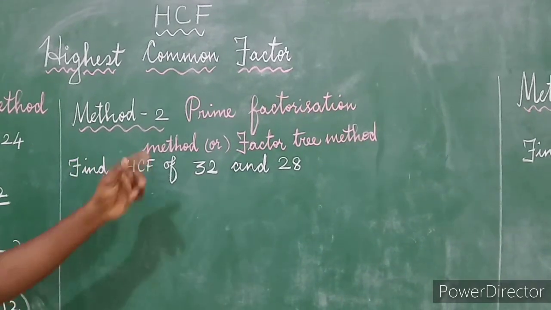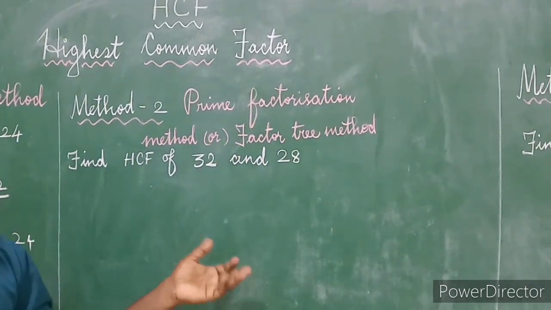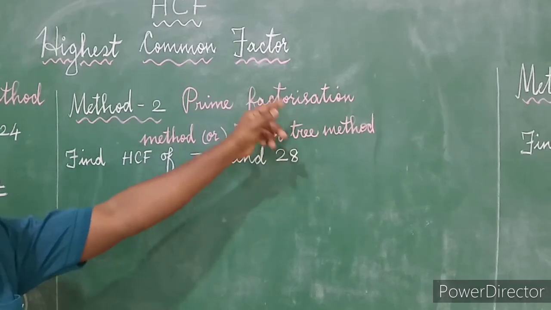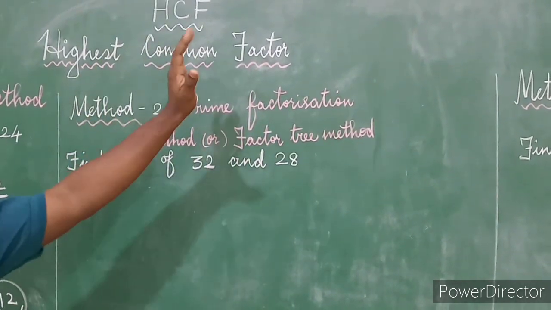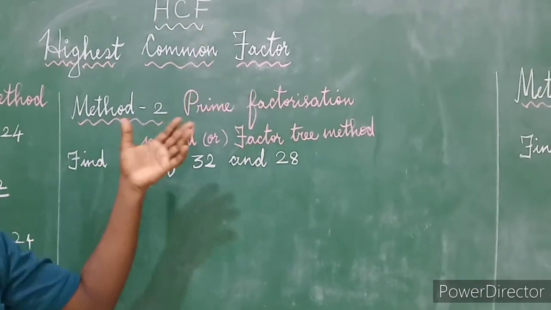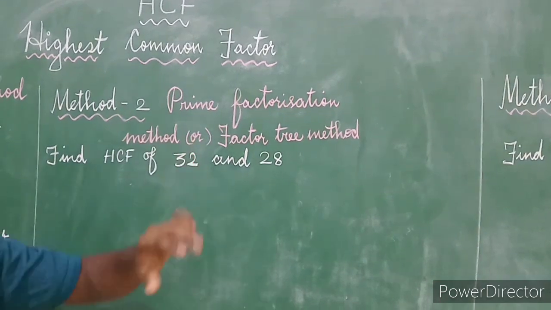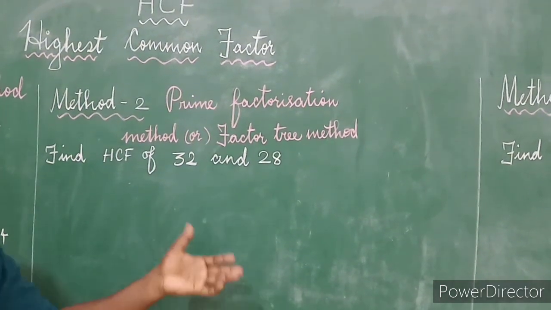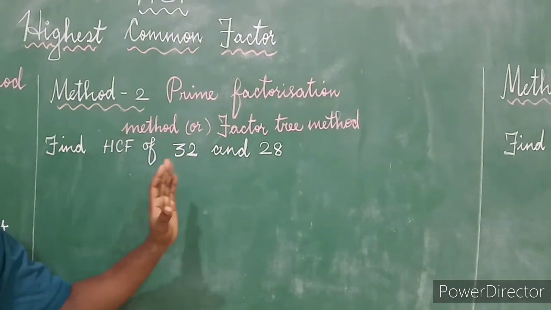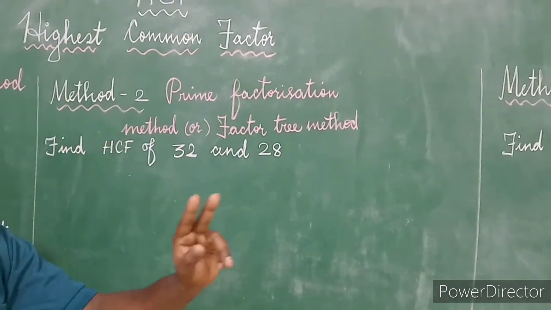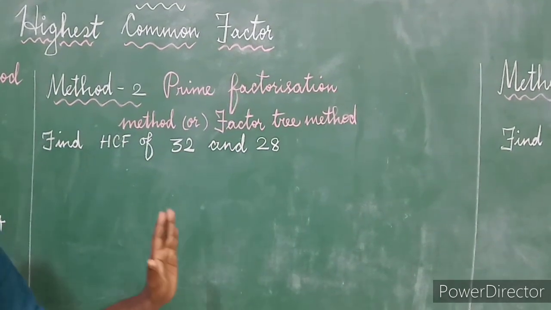Method 2. Prime factorization method or factor tree method. Using the factor tree we are going to do the prime factorization, and using that we will find the highest common factor. We'll do the prime factorization as I've already told you in my previous video about prime numbers. Prime numbers have only two factors: 1 and the number itself.